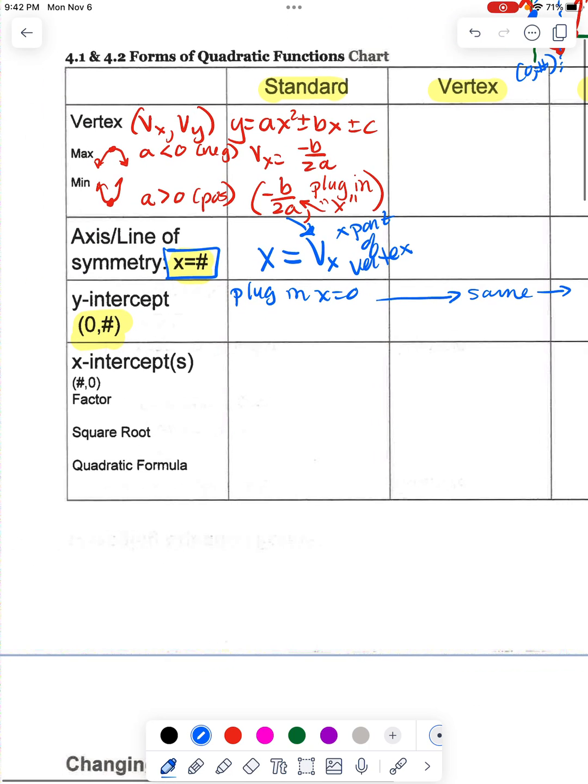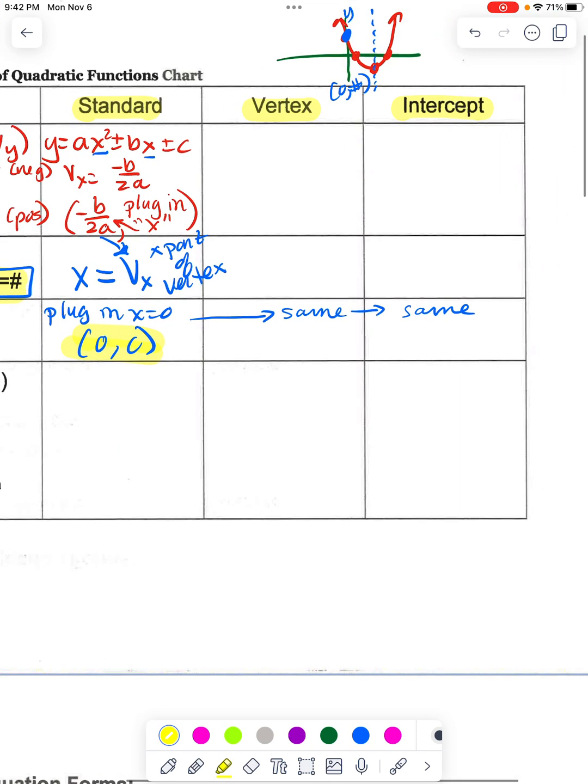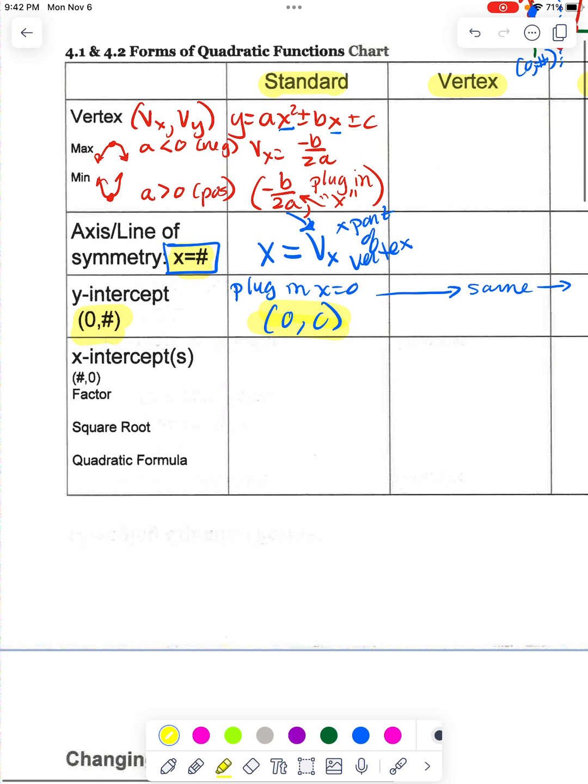But in standard form, it's actually pretty easy, because if you were to put a 0 in for these x's, it would wipe out the a and b part, leaving you with just c. So you just know that it's going to be at (0, c) because that happens every time. Not true with vertex and intercept form. You have to actually plug the 0 in and figure out what the answer is, but in this particular problem, it'll be that c value.